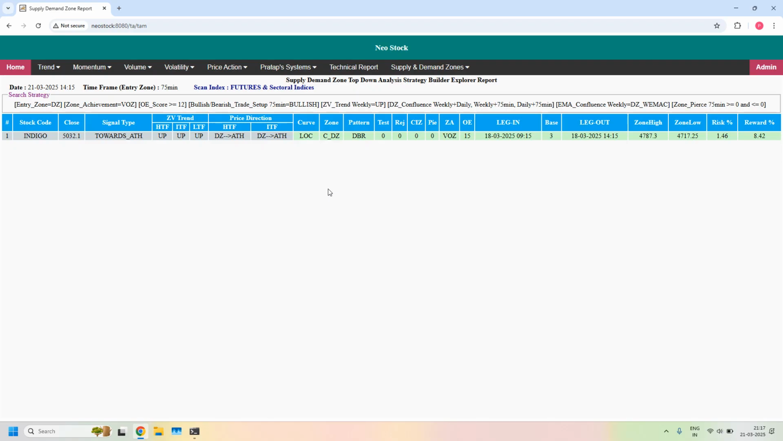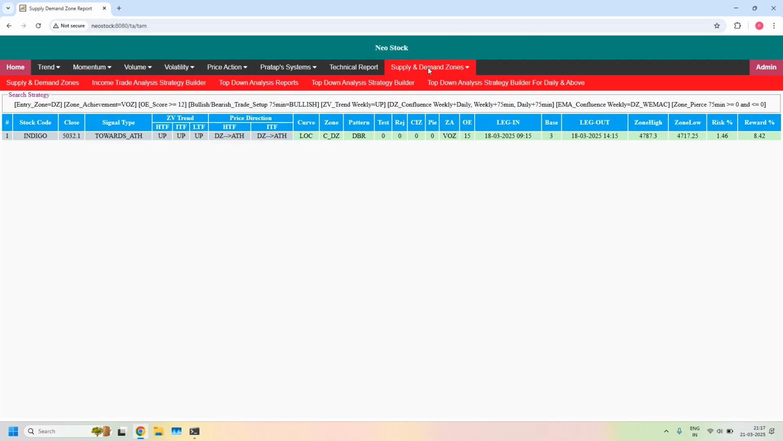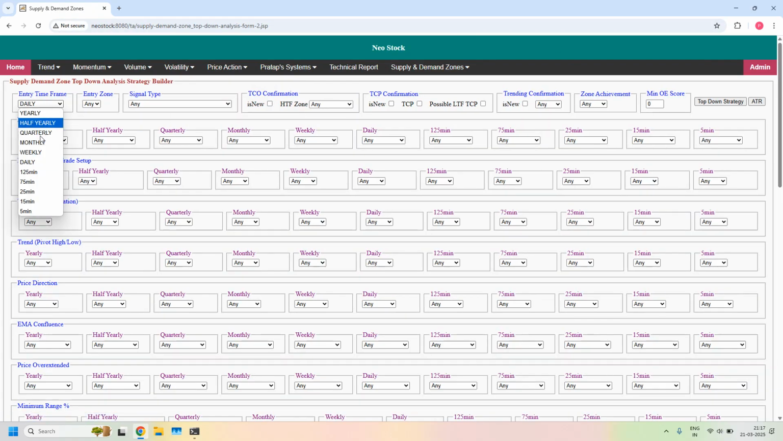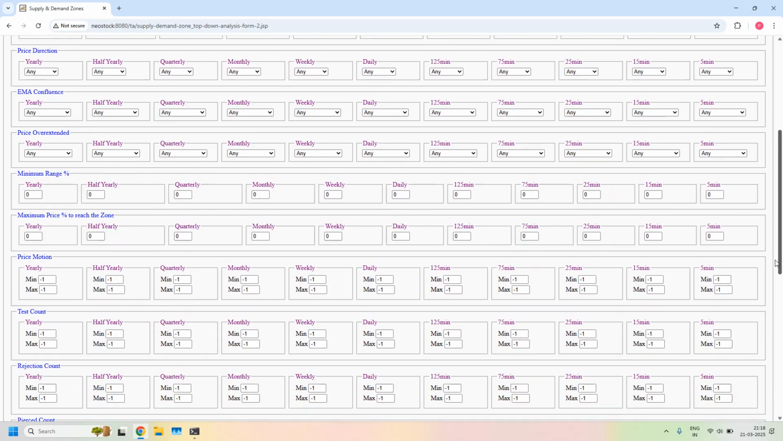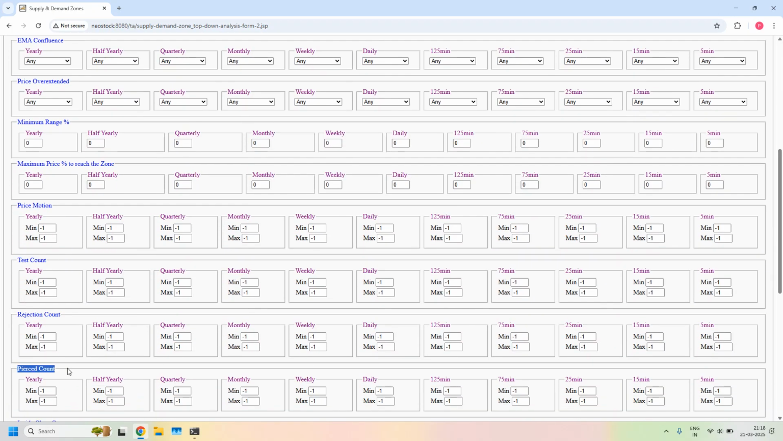Next, bearish trade setup, weekly income trade. Entry time frame 75 minutes, entry zone is supply zone. In bullish or bearish trade setup at 75 minutes I am selecting bearish, and zone achievement violated opposing zone, minimum odd and enhanced score 12, and the 75 minute supply zone should not be pierced. So in the pierced count at 75 minute time frame, I am selecting minimum value 0, maximum value 0.